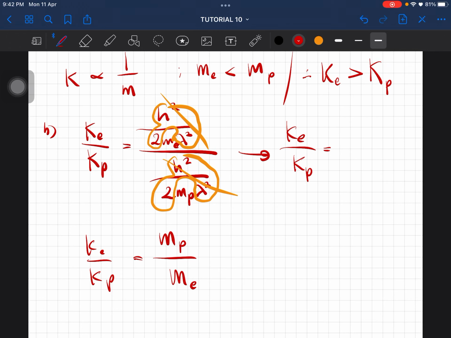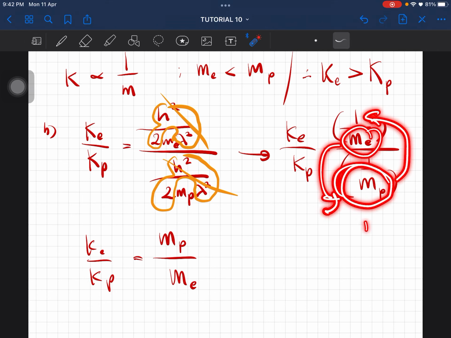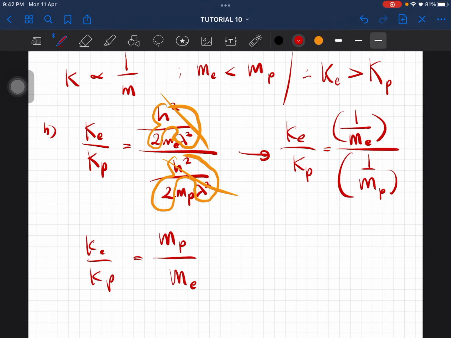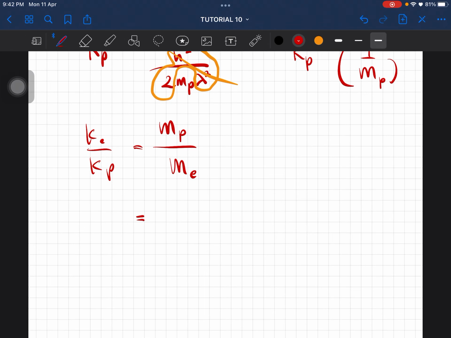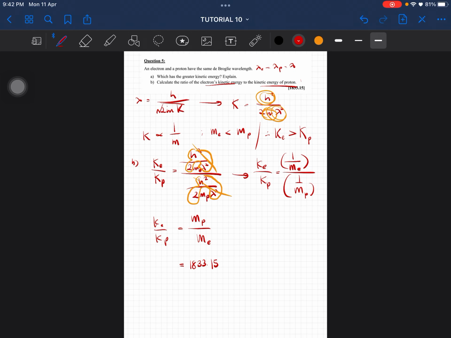Okay, so if we look at that, we are just left with 1 over m_e over 1 over the mass of the proton. So in a situation like this, remember this will be going up, this one will be going down. That is maths, everybody. Right, so from there you will then get the ratio of the kinetic energy, which is equal to 1833.15. Alright, so that is question number 5.